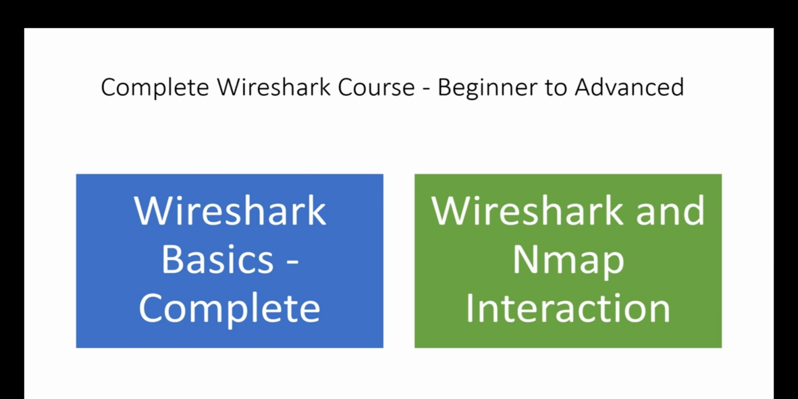After the basic part of Wireshark, we're going to learn about the interaction between Wireshark and Nmap. In this interaction part, we will learn how you can gather traffic using both Wireshark and Nmap, and how you can filter out the different protocols that you need to know, like ICMP or HTTP, using both the Wireshark graphical user interface and the Nmap command line interface.